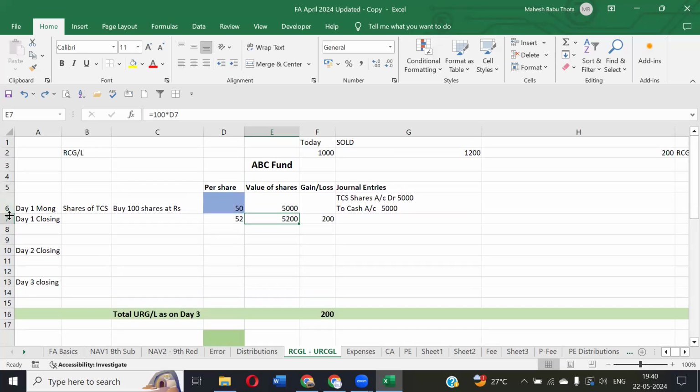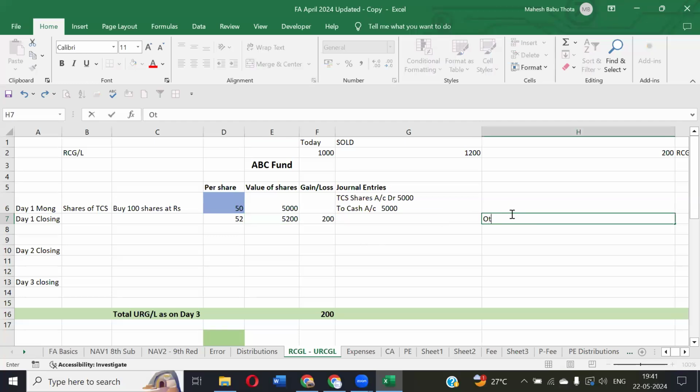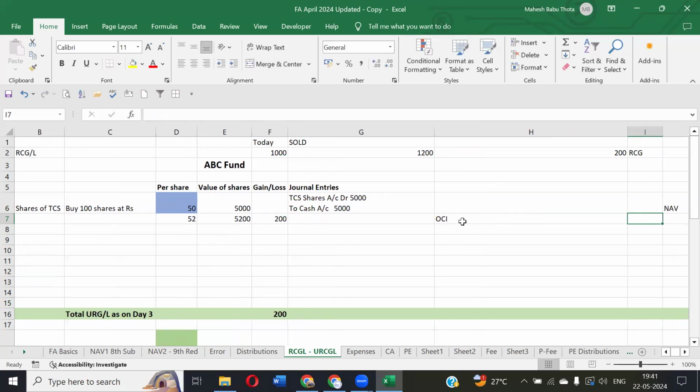So let's understand, guys. Yesterday we were talking about the difference between realized capital gain and unrealized capital gain, right? If it is a realized capital gain, we will show it in the profit and loss account because it's realized. An unrealized gain we cannot show in the profit and loss account, but we can show it in the balance sheet as comprehensive income. We call it other comprehensive income, in short OCI. In other comprehensive income, we will show this 200 rupees.